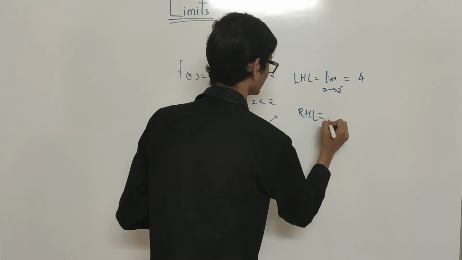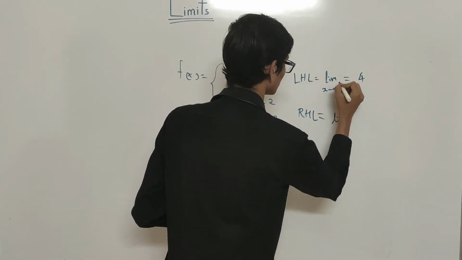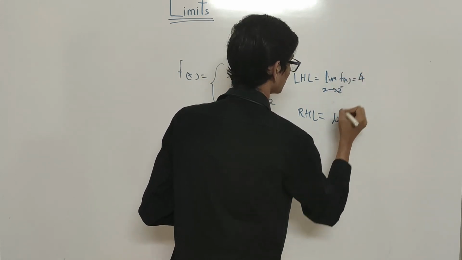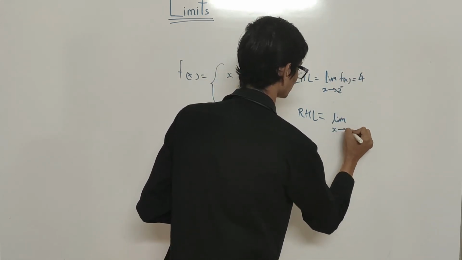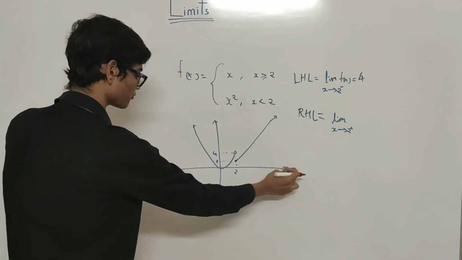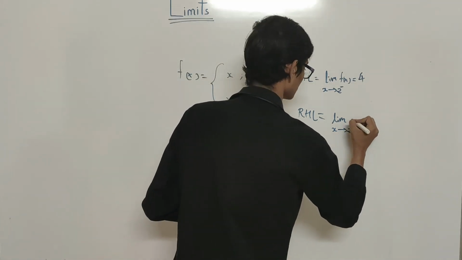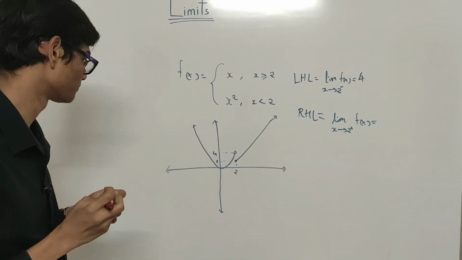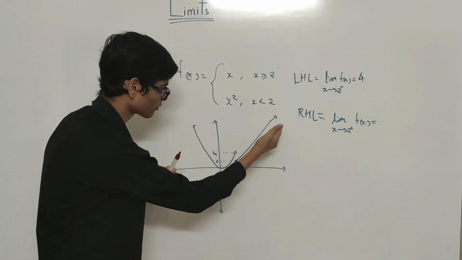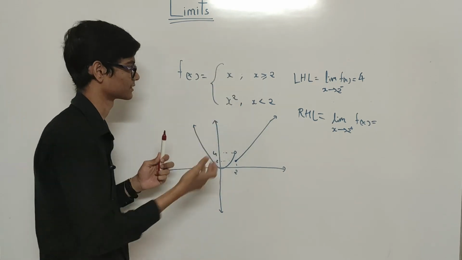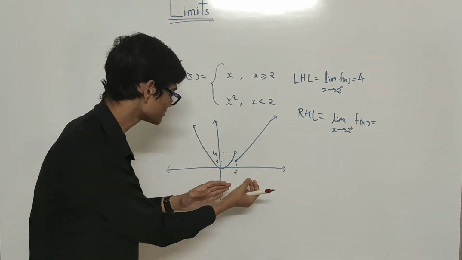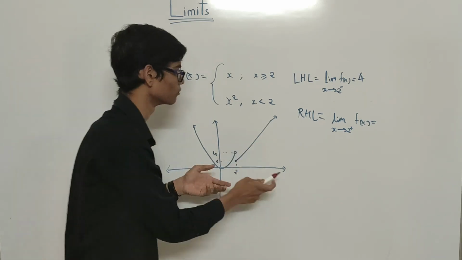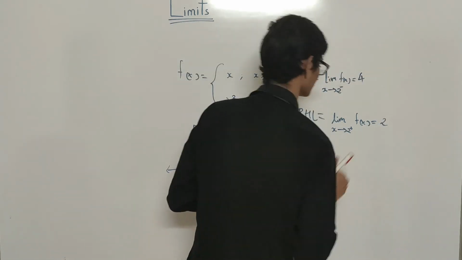And for the right hand limit, limit x tends to 2 plus, as we are approaching it from the positive side, f of x. So what will this give? See, we can clearly see from the graph or from this definition, whenever x is going closer and closer to 2, the function is approaching closer and closer to 2. So this must be 2.